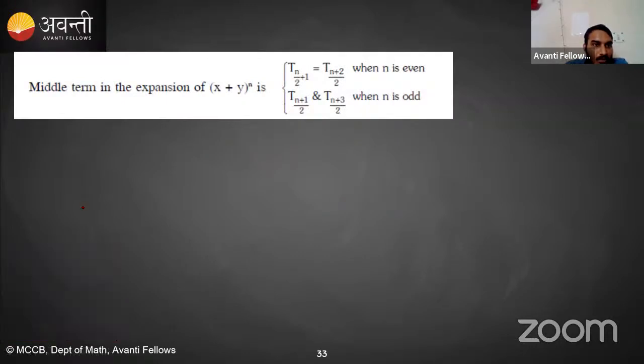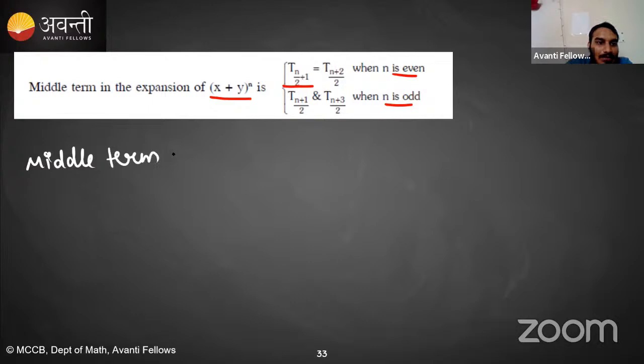If it is clear, then whatever I said, I have just written here. Middle term in the expansion of x plus y raised to the power n: if n is equal to even, then T n by 2 plus 1, and if n is equal to odd, then T n plus 1 by 2 and T n plus 3 by 2. Or you can make it like this, because it is a little complicated to remember.